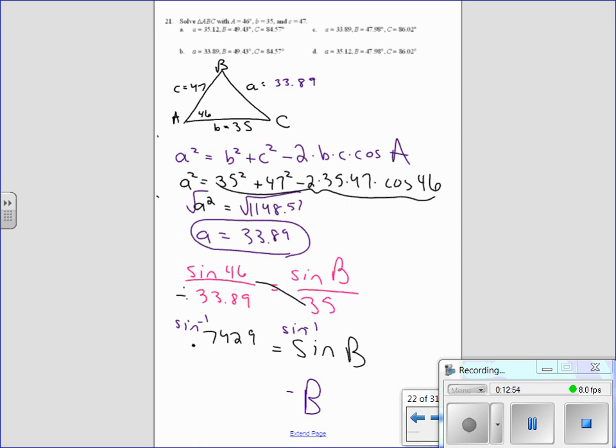Second sine, second answer. 47.97 degrees, or 47.98 if I round correctly. That should be enough to select the right answer. C.